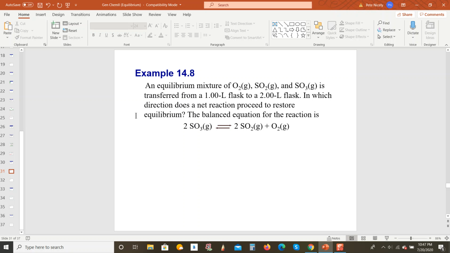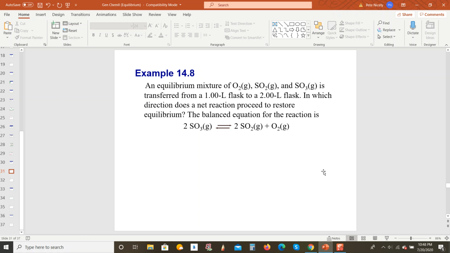The first of which is shown on your screen. You have these three gases in equilibrium, right? Equation is balanced. And then the question says that the mixture is transferred from a 1 liter flask to a 2 liter flask. So basically, what is happening is that the volume is increasing, right? And if you remember, we said that if the volume of a gaseous mixture is increasing, that means the pressure will be reduced to the same extent, right? So since the volume is doubled here from 1 to 2, that means that the total pressure will be halved, right? So the question is asking, in which direction does a net reaction proceed in order to restore equilibrium, all right?